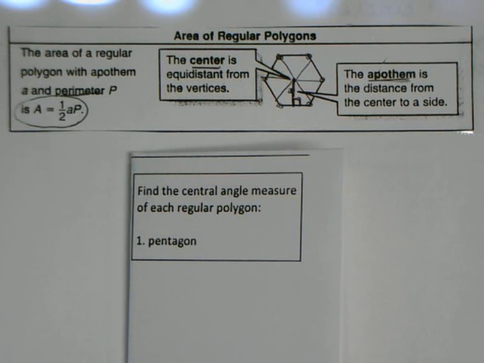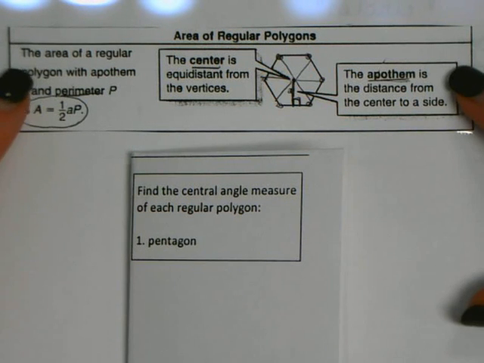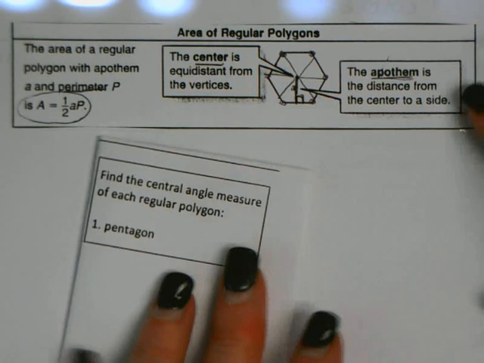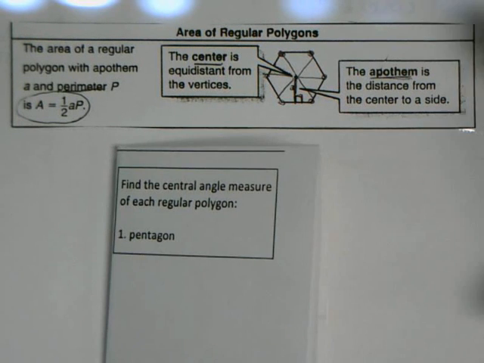Go ahead and pause and write down this title bar up here. You should be on the left-hand side of your comp book, and you should have a second little page of notes that we're going to talk about. So go ahead and pause and get this taken down.